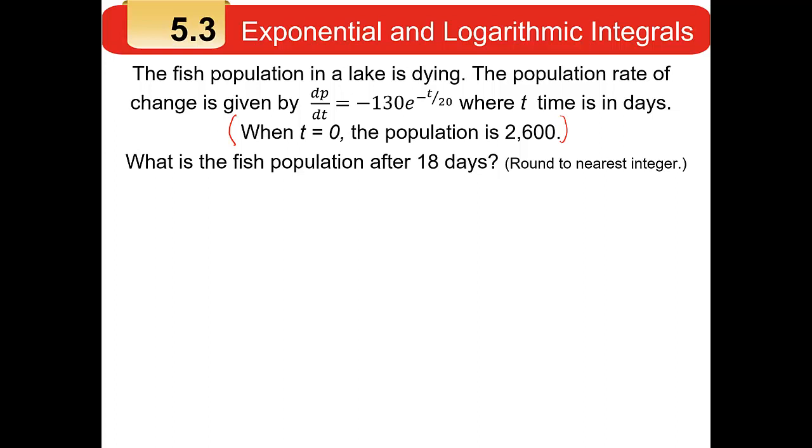I am. What is the fish population after 18 days? Okay, they're asking us now to go from the rate of change in population to a question about the population itself. That means we have to have the population function. We're given the rate of change function, which is the derivative. So to go back to the population function, we have to integrate the differential equation representing the rate of change in population, which is not surprising because we're in a section where we're integrating.